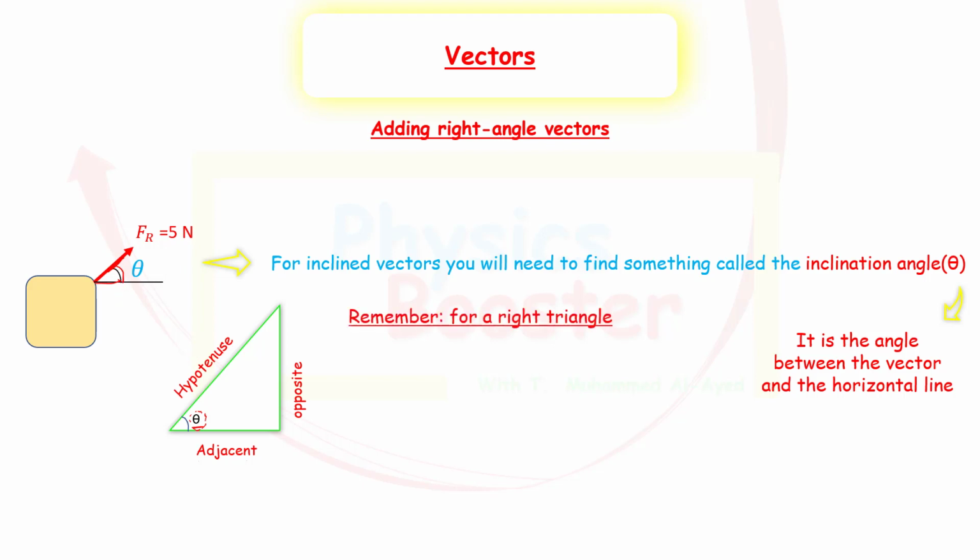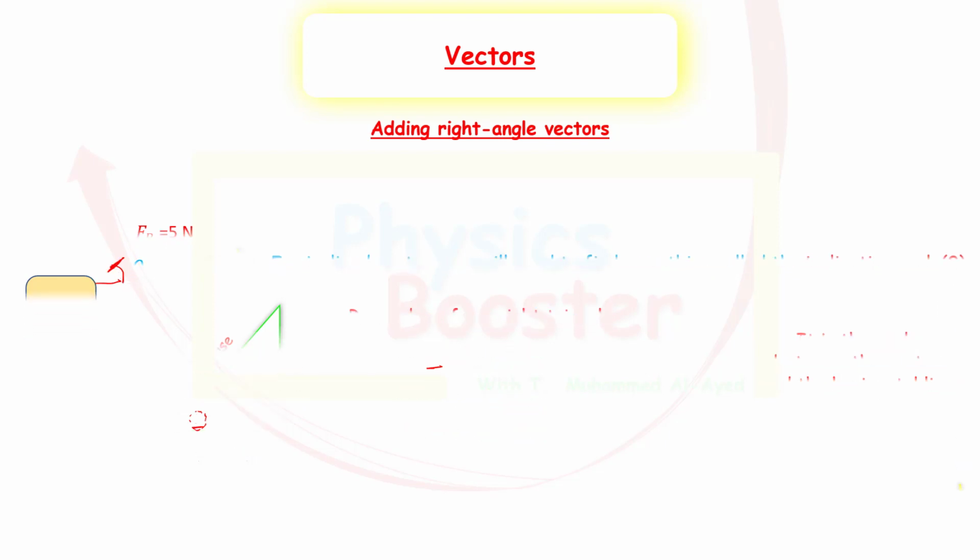As a quick reminder, for a right angle triangle, the sine of this angle is equal to the opposite divided by the hypotenuse. The cosine is the adjacent divided by the hypotenuse, and tan will be the opposite divided by the adjacent, okay? That's just a quick reminder. But until now, we did not answer our question. How can I find the angle theta, which is the inclination angle?